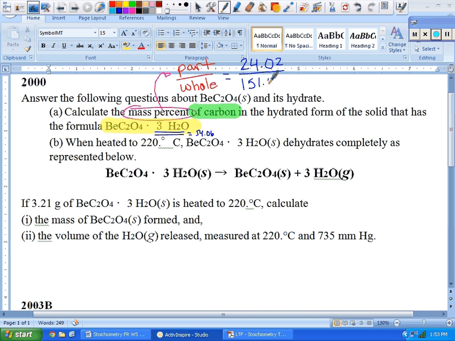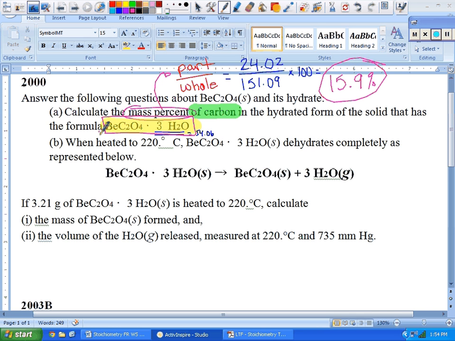Okay, somebody with your calculator do that real quick. You should have come up with what percentage? I'm just going to say 15.9%. Is this question very difficult at all? The thing that made this question difficult was this big, huge compound, right? That's the only thing that made it complicated.